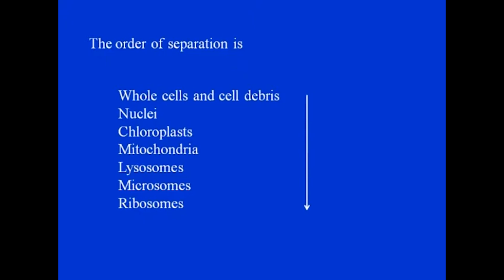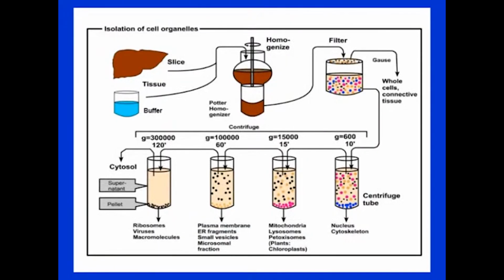So, this is the order: microsomes, ribosomes. This is the order, that first whole cells and ribosomes will be the last to sediment. As we can see in this figure very clearly, you have taken a particular tissue, sliced it and done the processing, that is homogenization and other things. Now, as this comes in and you start the sedimentation process, then whole cells or the cell debris will be the first to sediment.